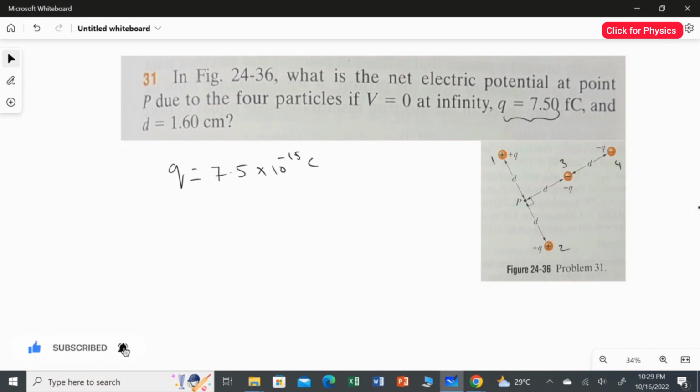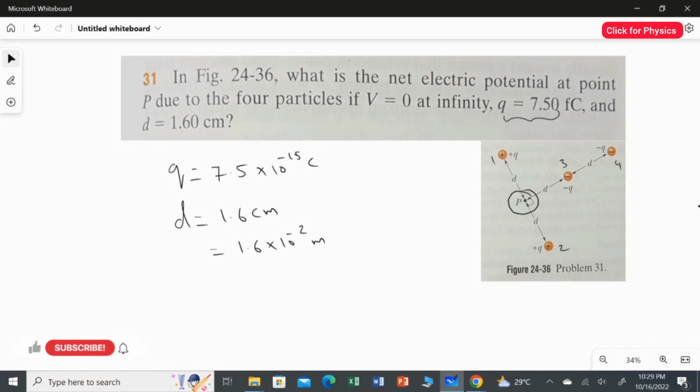And here the distance is mentioned. What is the distance? The distance is 1.6 centimeter, in terms of meter, which is 1.6 multiplied by 10 to the power of minus 2 meter. Clear? Again, we have to find the net electric potential by these four charges at this point P.